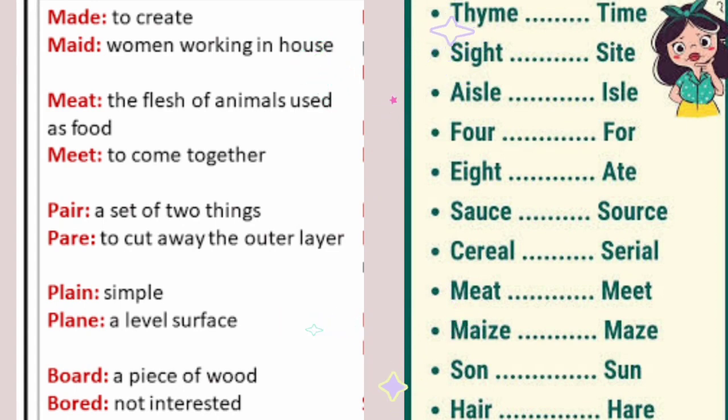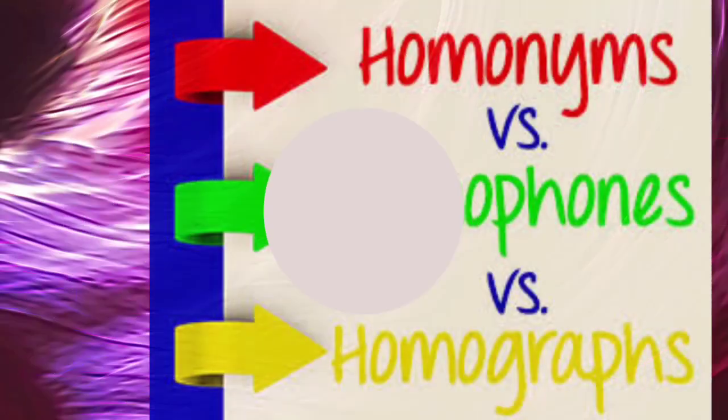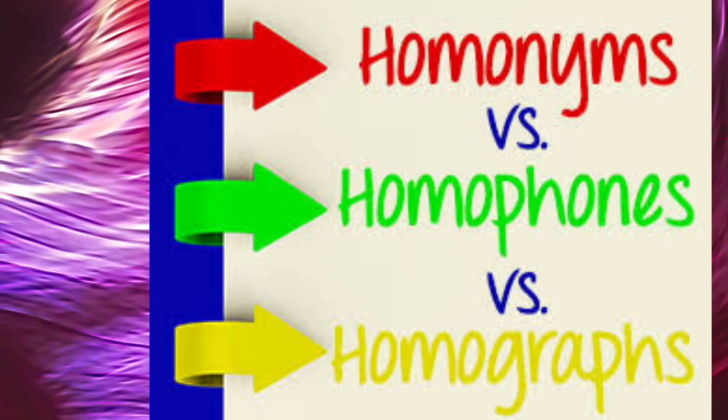More examples of homophones are made and maid. One is the past tense of the verb make, while the other refers to a house help or a cleaner in the house. We also have plain and plane, time and thyme, four and for, eight, which is the number 8, and ate, the past tense of the verb eat. We also have maize and maze. Can you think of other examples of homophones on your own?